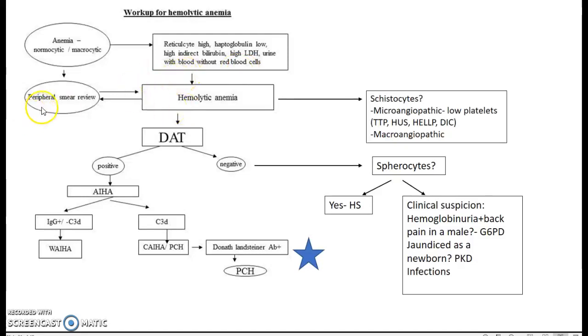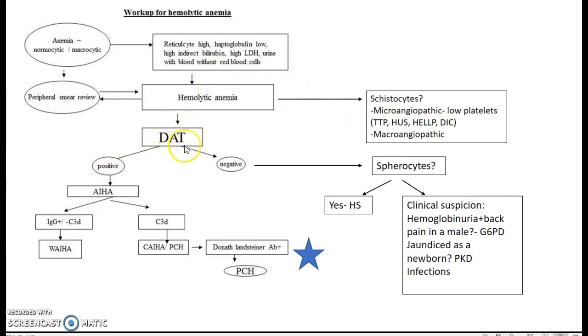Do a peripheral smear. If you see sickle cells, okay, it's sickle cell disease. If you see schistocytes, then you're thinking, is this a microangiopathic process? Do they have low platelets? Something like HELLP or TTP. These can be very dangerous disorders, right? So these are sick people. You want to identify them right away.